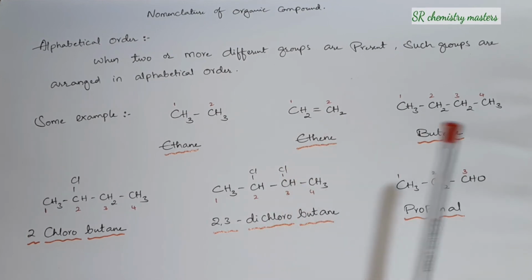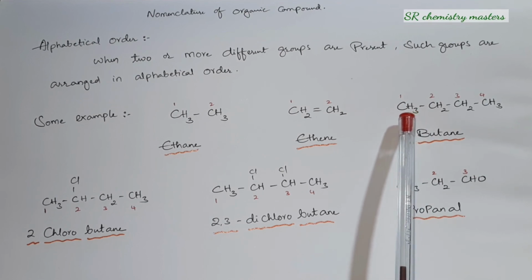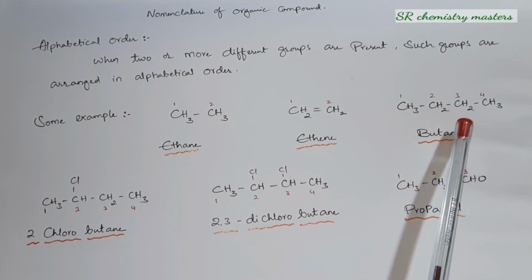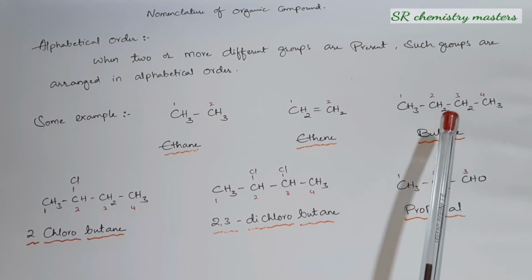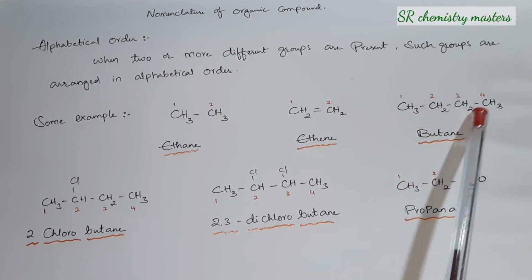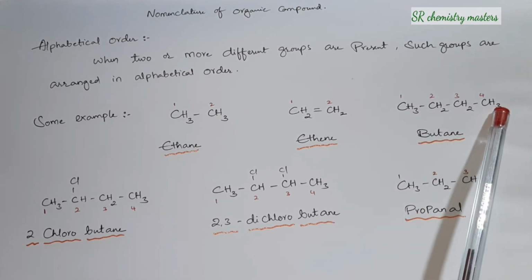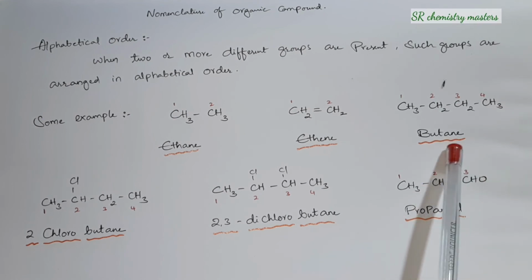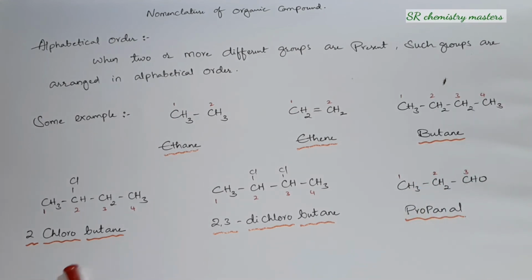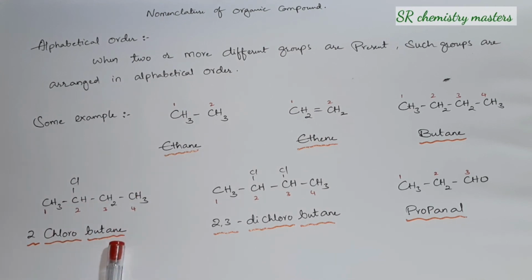In the third case, we have 4 carbons and all are single bonds present in the molecule, so we are naming it as butane. Because 4 carbons are there, the word root will be but. As there are only single bonds present in the molecule, we are going to take it as ane. The next example, if you see here, we have 4 carbons, so the word root will be but. As there are only single bonds, it is ane.